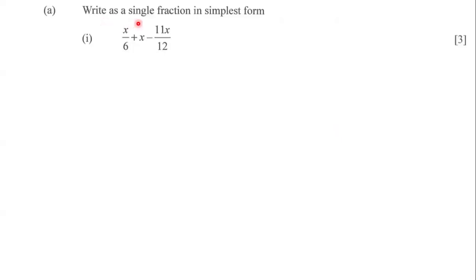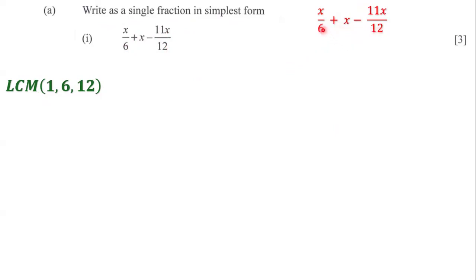Write as a single fraction in simplest form, x over 6 plus x minus 11x all over 12. And so this is the expression that they want us to write as a single fraction in simplest form. Now, the first thing we're going to do is find the LCM of 1, 6, and 12. And we want to do that because we want to make our denominators the same.